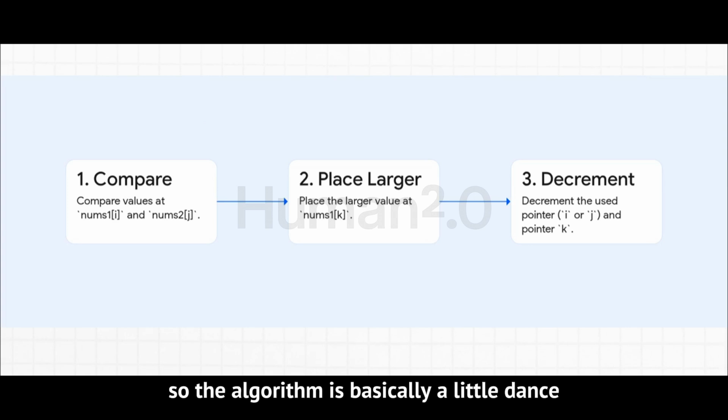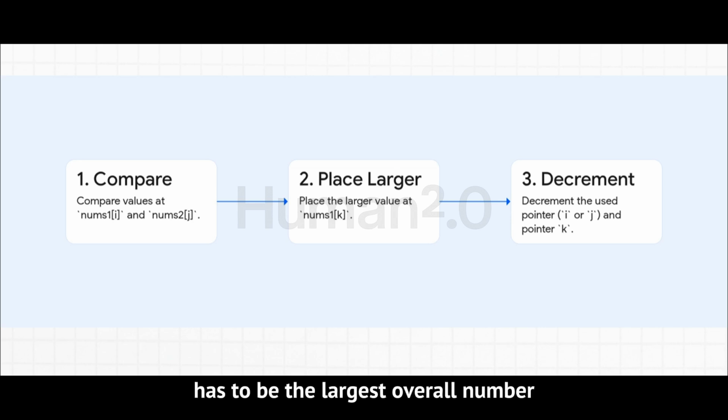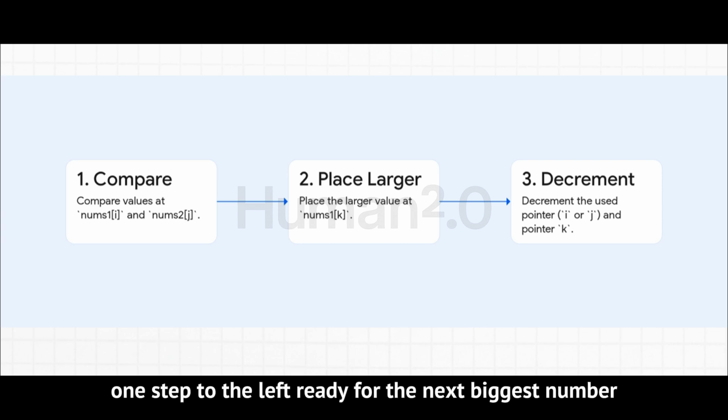Okay, so the algorithm is basically a little dance that happens in a loop. At every step, we just do one thing. We compare the number at pointer i with the number at pointer j. Whichever one's bigger has to be the largest overall number we haven't placed yet. So we take that bigger number and drop it into the spot where k is pointing. Then we just move the pointers. We move whichever pointer we just used, i or j, one step to the left. And we also move our right pointer, k, one step to the left, ready for the next biggest number.